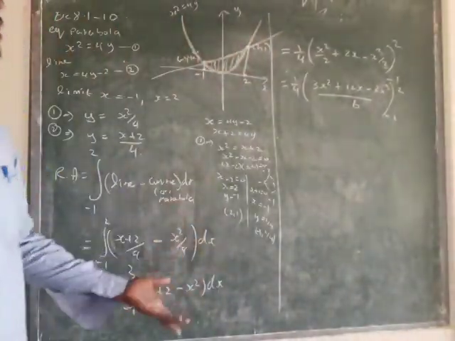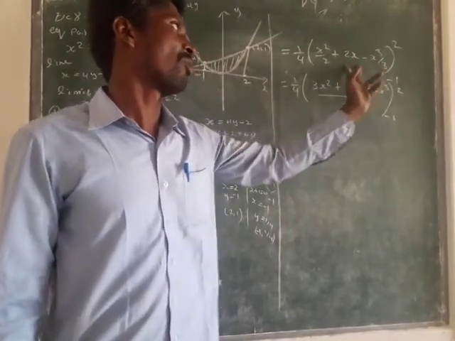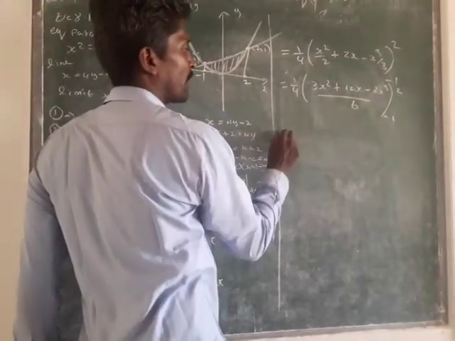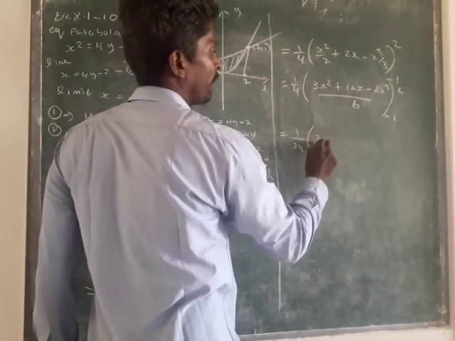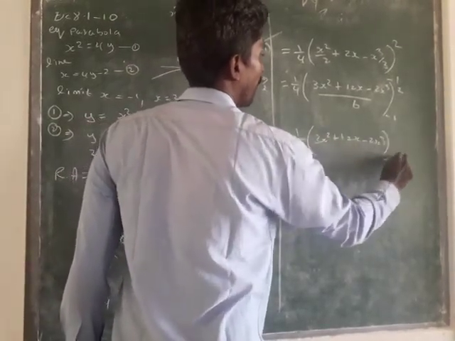So without LCM also you can directly substitute the values. Instead of x, the upper limit 2, then instead of x, the lower limit minus 1. If you take LCM also, no problem. I am bringing 6 outside, so 4 into 6 is 24. Now we have 3x squared plus 12x minus 2x cubed, from minus 1 to 2.